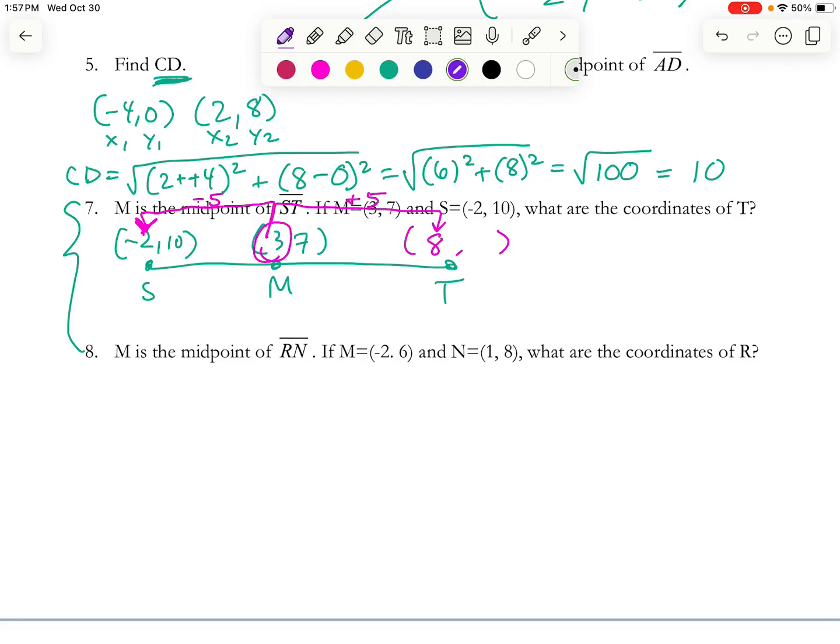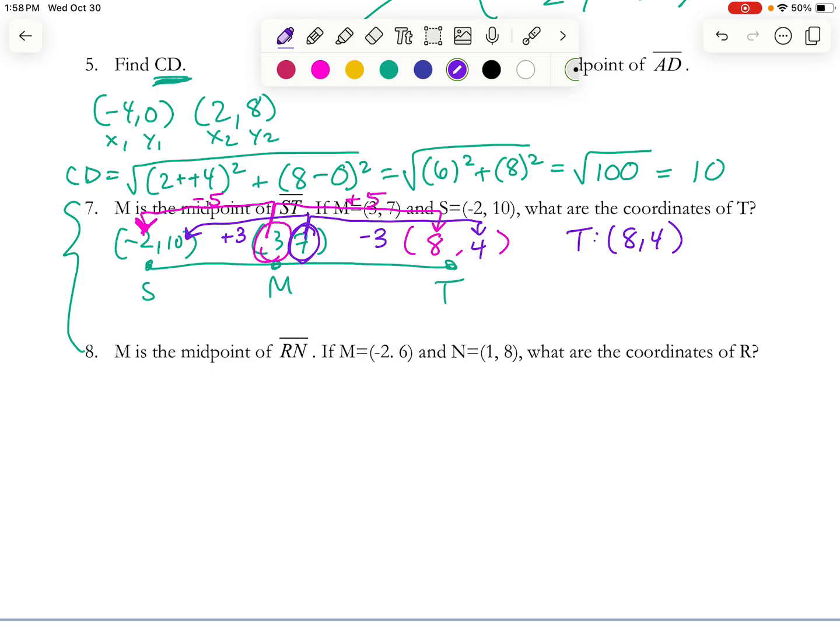3 plus 5 is 8. Let's try the y's, same process. Take 7. How do I get from 7 to 10? I add 3. So to go the other way, I'm going to subtract 3. So I get 4. Final answer, (8, 4) would be that point T.